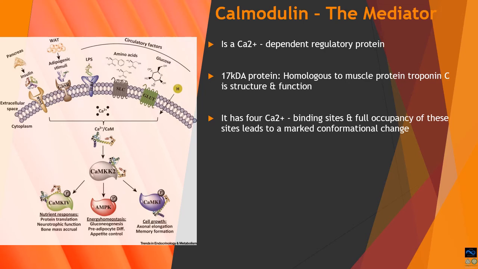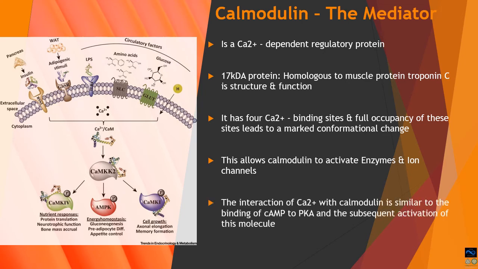It requires, for its full expressivity, full occupancy of its 4 calcium binding sites, which in turn will cause a marked conformational change leading to its activation. When it's activated, it is an enzyme similar to kinases, and it does the phosphorylation of a number of downstream proteins on their serine and threonine, thereby activating them.